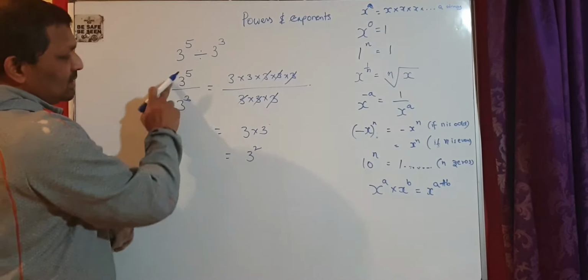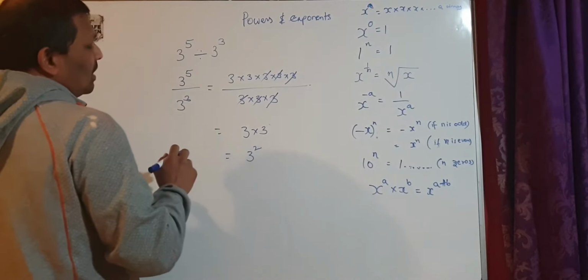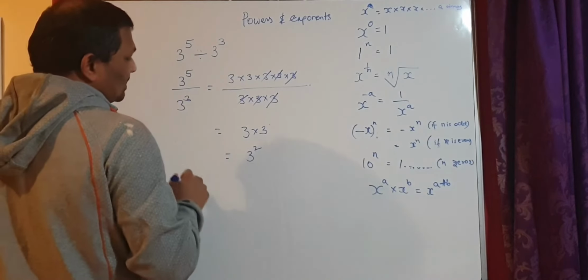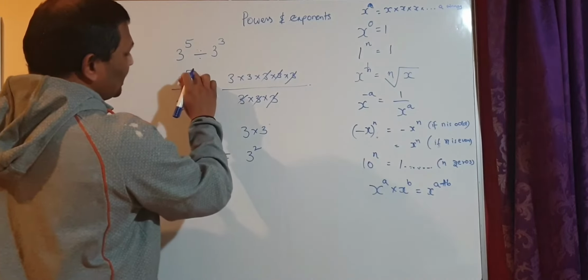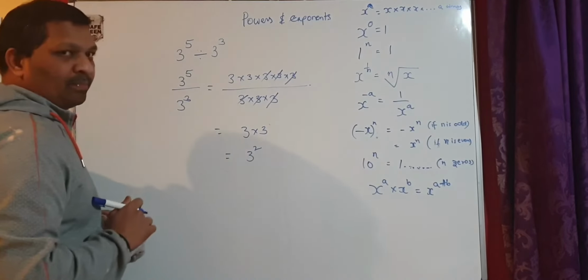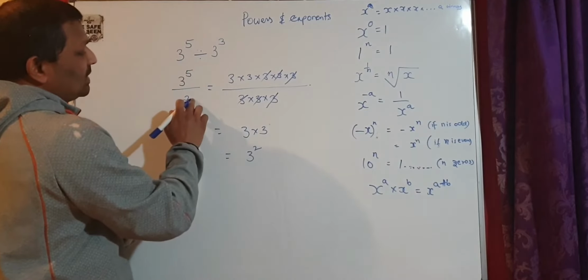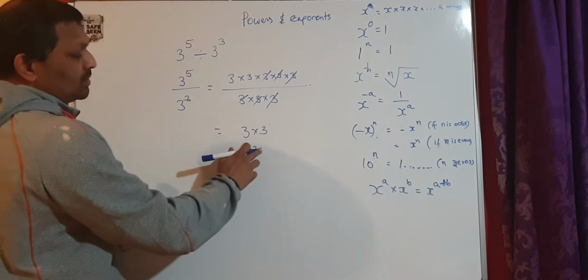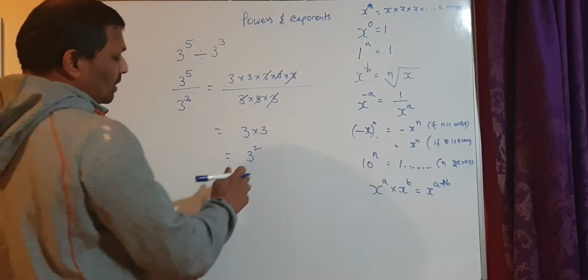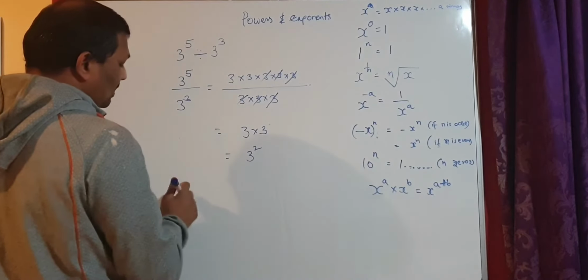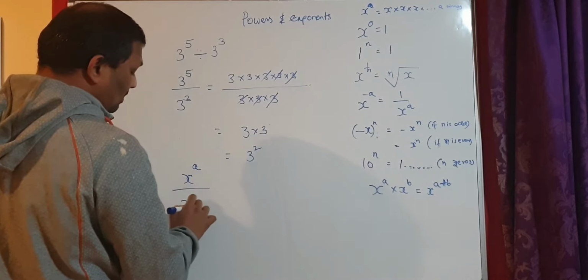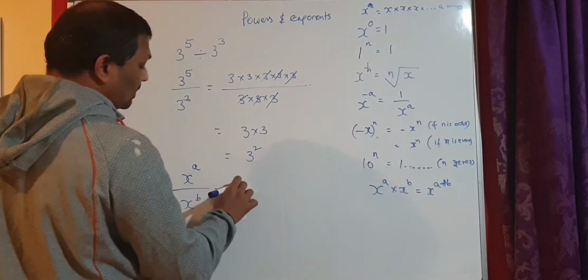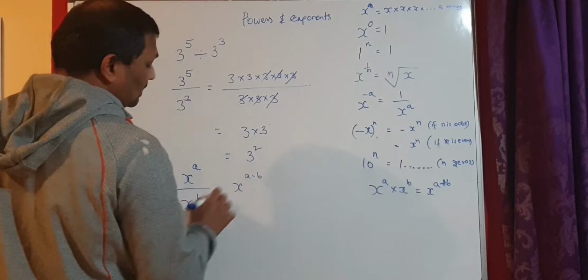In such cases, the simplest way of evaluating such a division is to subtract 3 from 5. Okay, 5 minus 3, what you get is 2. So that's how you have to do this one. For example, to generalize this one again, x to the power of a by x to the power of b is equal to x to the power of a minus b.